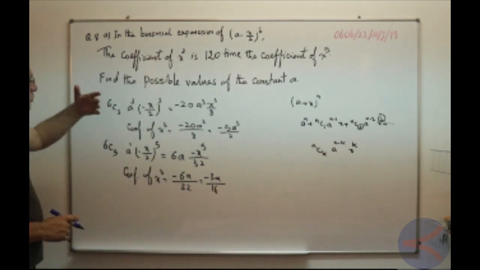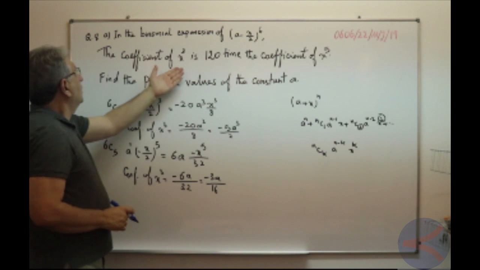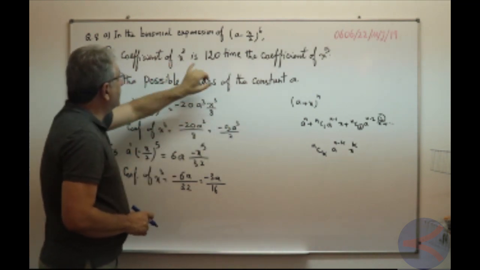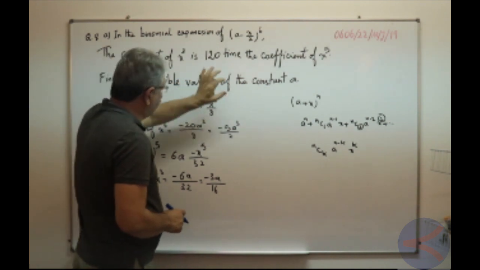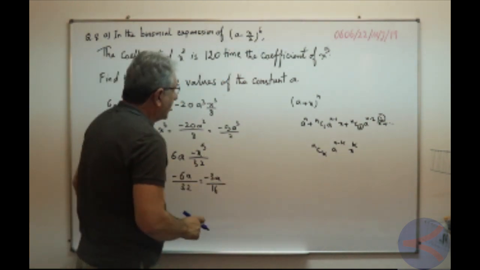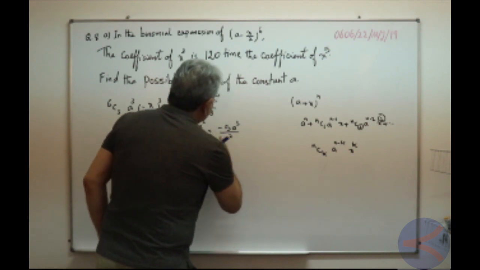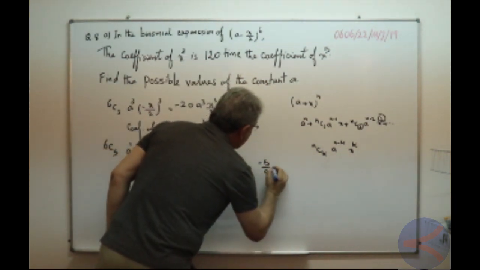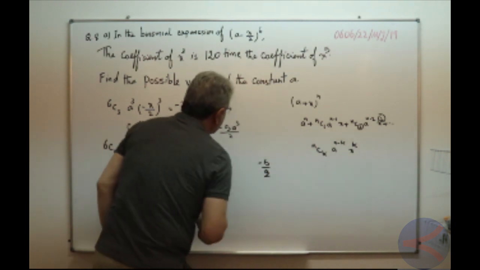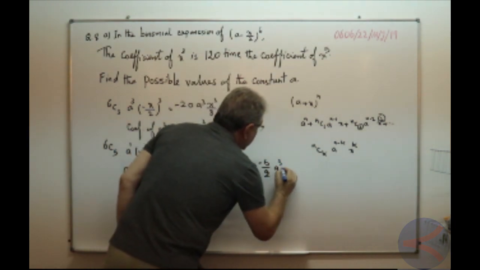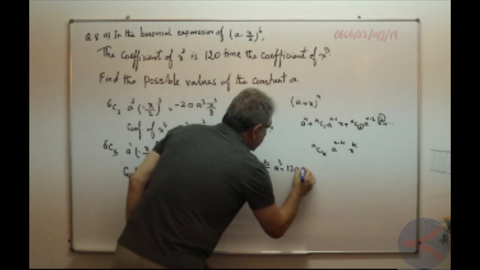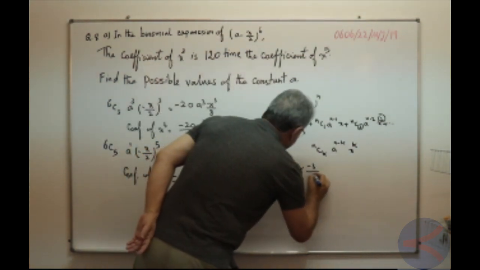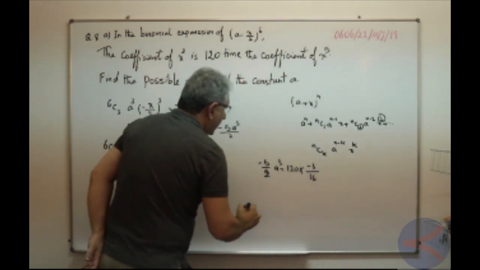Now we have this. Now let us go back to this statement. It says this coefficient is 120 times this coefficient. So I can write minus 5 over 2 a cubed is equal to 120 times this, minus 3 over 16 a.